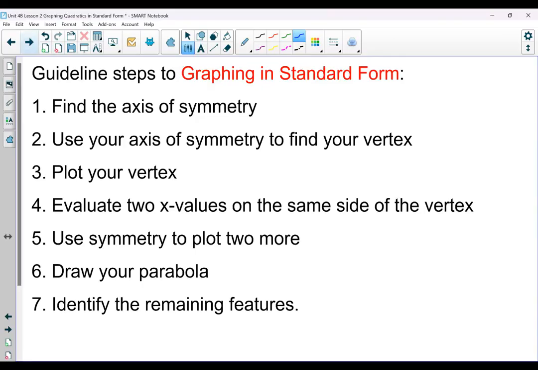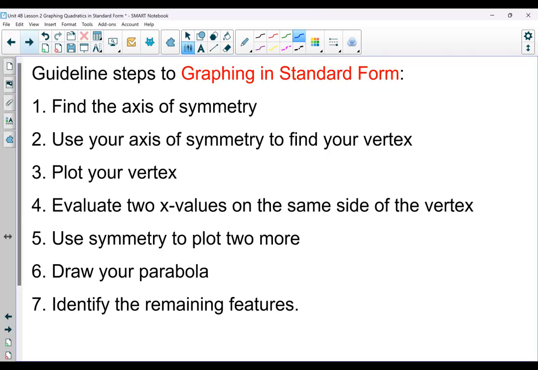Some guideline steps to graphing in standard form. You want to find the axis of symmetry. Use that x value of the axis of symmetry to find your vertex. Plot your vertex, and then evaluate two x values on the same side of the vertex. So either go 1 to the right, 2 to the right, or 1 to the left, 2 to the left. Then we use symmetry to draw the other 2 points.